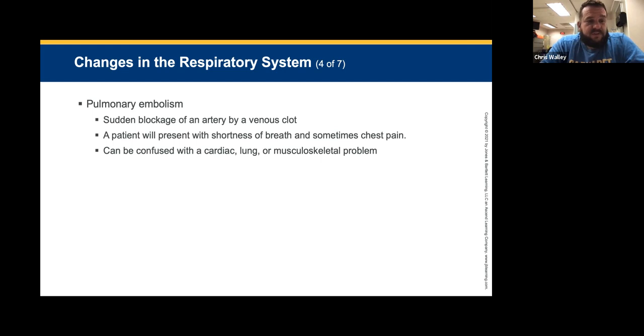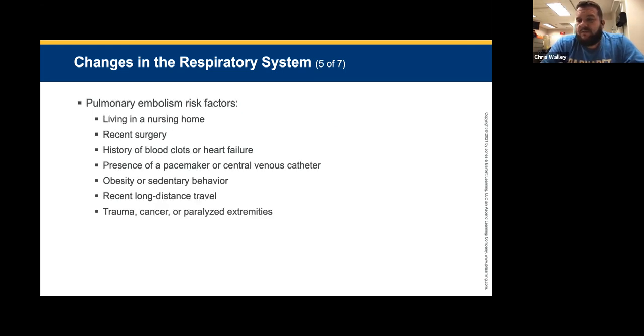Be very thorough in these assessments. Auscultate their lung sounds. Make sure that you provide a lot of close attention to these types of calls so that you're not going to miss something. Some of the risk factors include living in a nursing home, recent hospitalization from medical illness or surgery, trauma, cancer, history of blood clots, presence of a pacemaker or central venous catheter, paralyzed extremities, obesity, smoking, and recent long distance traveling.